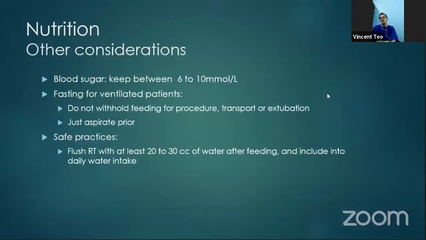Other things: make sure you keep your sugar between 6 to 10 millimole per liter. Try to avoid hyperglycemia, and there's no need to have too strict sugar control of less than 6, as that is associated with greater mortality. Anything more than 10 is similarly associated with greater mortality. So if the patient has a sugar of more than 10, start your insulin therapy.